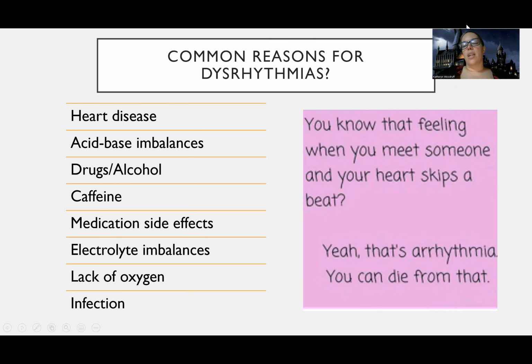What are some common reasons that I would have a dysrhythmia? There's a lot of reasons, and I would not spend all your time making flashcards over these. Understand that a lot of stuff can lead to dysrhythmias. Heart disease, like hypertension or heart failure, can lead to dysrhythmias. Acid-base imbalances, drug or alcohol use, and caffeine can put you at risk. Nursing students are really high risk because of stress, alcohol, and caffeine. Medication side effects can also cause dysrhythmias.